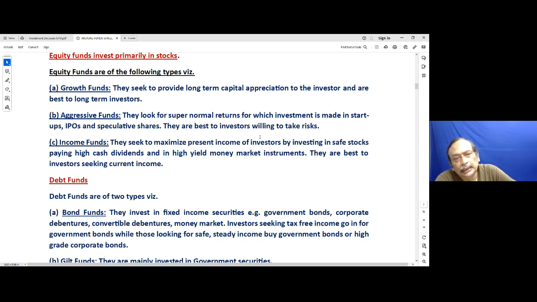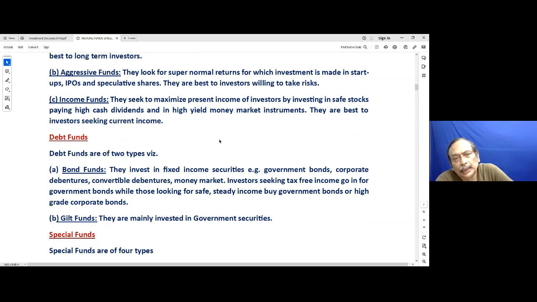And thirdly, income funds. They seek to maximize present income of investors by investing in safe stocks paying high cash dividends and in high yield money market instruments. They are best for investors seeking current income.